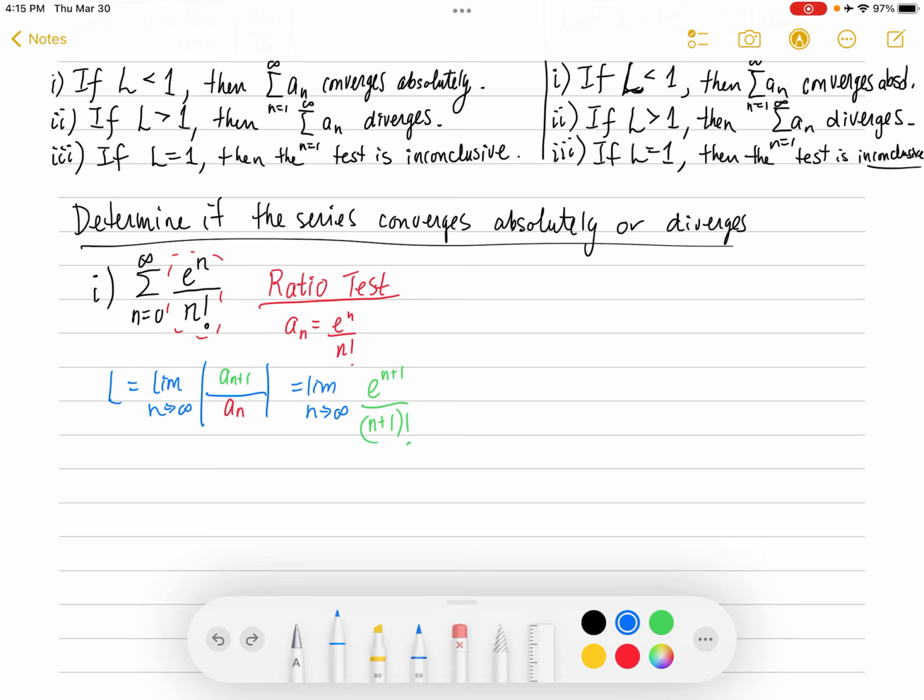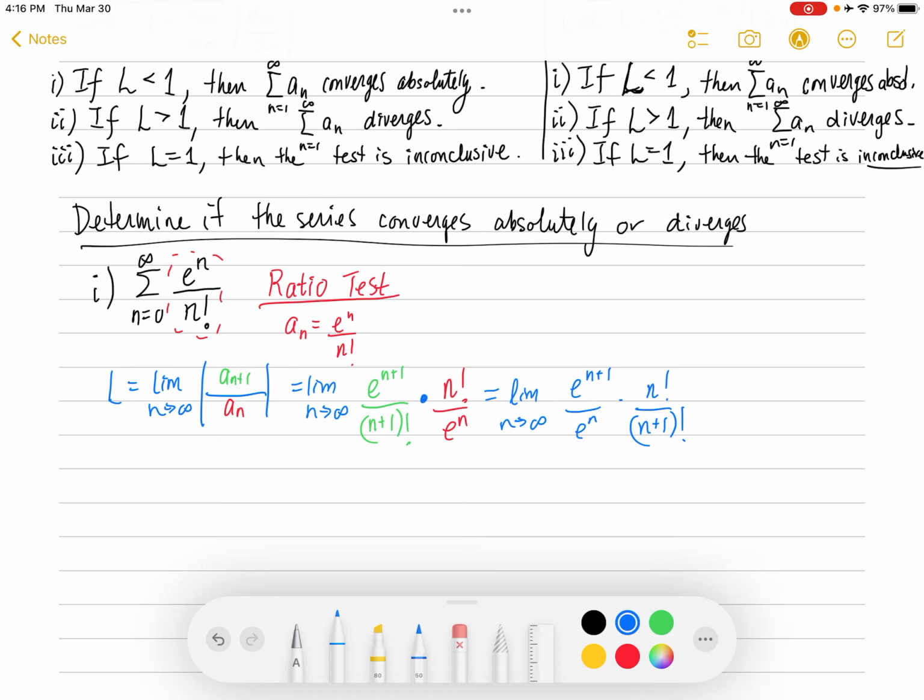Now if I decided to divide by a_n, it's the same as multiplying by its reciprocal. So I'm going to multiply by n factorial over e to the n. Now, I initially had absolute values, but I really don't need those because everything's positive. e to the n plus 1 is positive, n plus 1 factorial is positive, n factorial is positive, and e to the n is positive. So I can get rid of these absolute values. We have the limit as n goes to infinity of e to the n plus 1 over e to the n times n factorial over n plus 1 factorial.